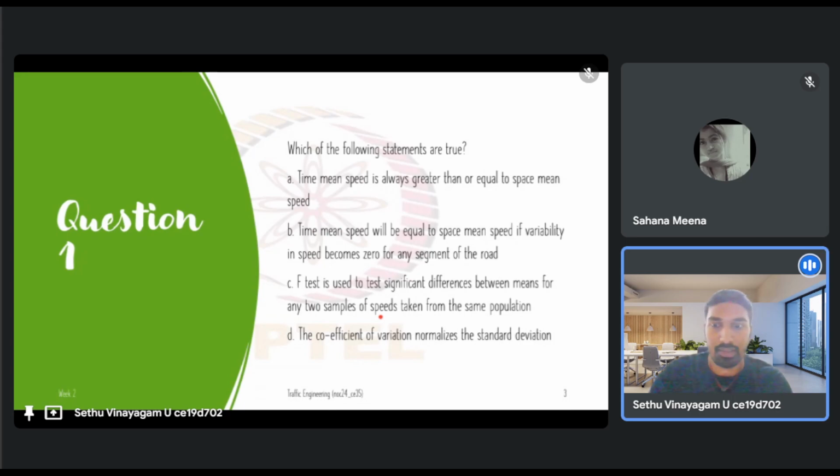Let me recreate, because this is a multiple answer question, so more than one option may be correct. Okay, so let me recreate the poll with different options.